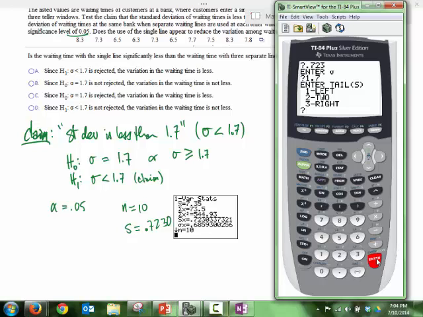Like in those other tests that we've been doing, there's some point where they say not equal to, less than, or greater than. This next prompt is basically asking the same thing. Is it a not equal to? It's a two tail. Is it a less than? It would be a left tail. Or is it a greater than, which is a right tail? So we look at our alternative hypothesis. We see a less than. It points to the left. And so we're going to select 1 for left.